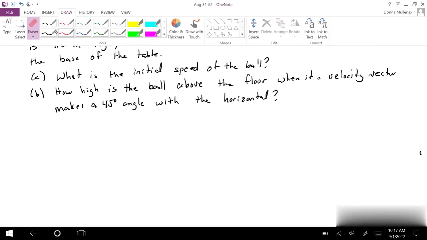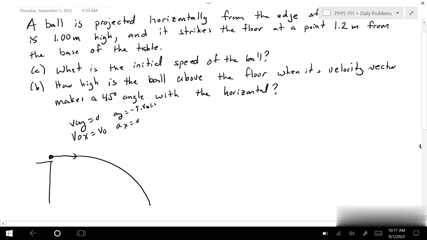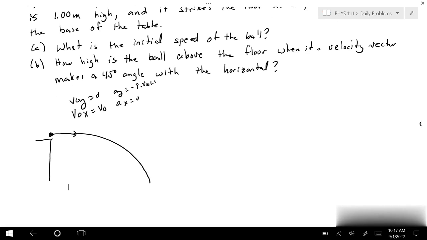So a ball is launched horizontally. So here's our table. If it's launched horizontally, this is the direction it's going to initially launch. So our V initial in the X direction is equal to our V initial, because our V initial in the Y direction is equal to 0, because it's not going up or down initially, it's going horizontally. We talked about that in class. Our A sub X is equal to 0. Our A sub Y is equal to negative 9.8 meters per second squared. So it's going to fly horizontally and make a projectile, a curved path, a parabola, because of gravity.